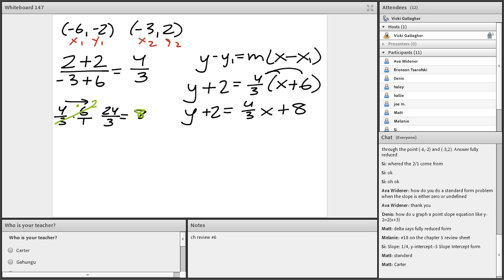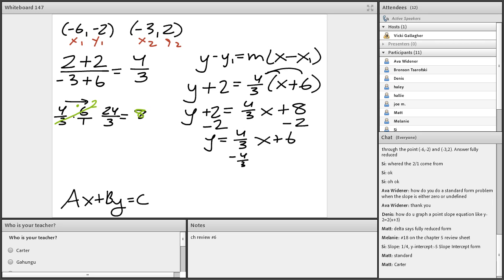Okay, standard form, if we forgot, is ax plus by equals c. All right, next I'm going to move my plus 2 that's with the y, and I'm going to move it over here with the 8. And then finally, to get everything in the right position, I'm going to subtract the 4/3 x to the other side. Now, I do want, again, my x to be first, my y to be second, and my number to be on the other side of the equal sign.